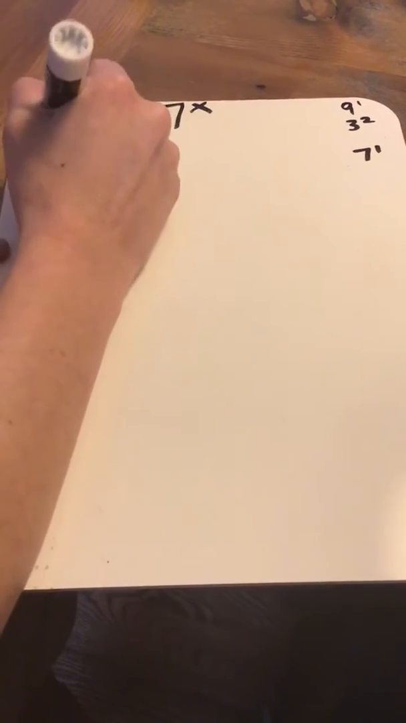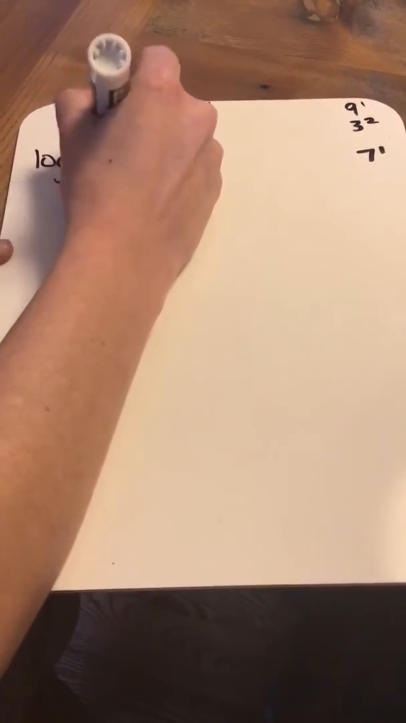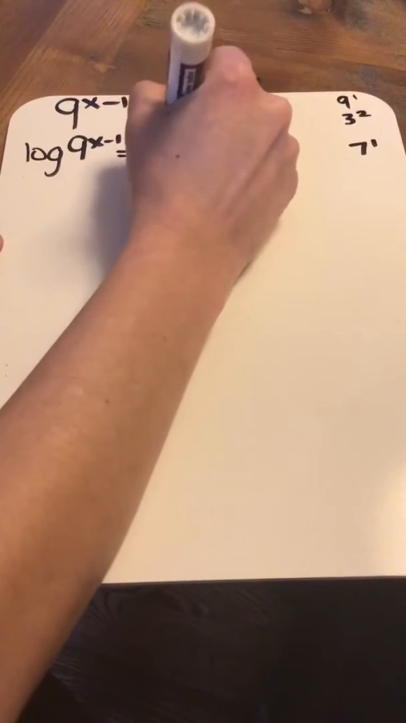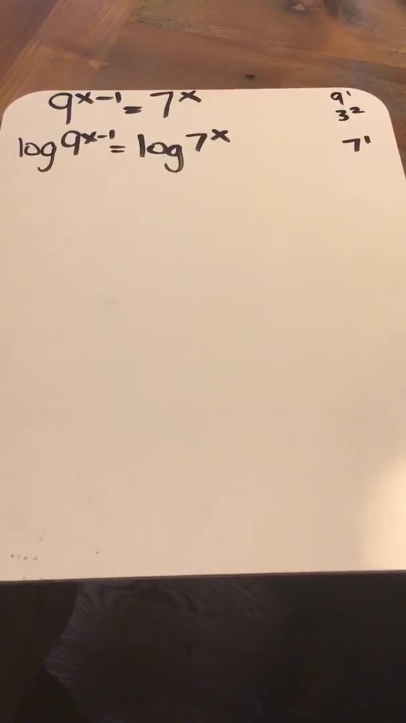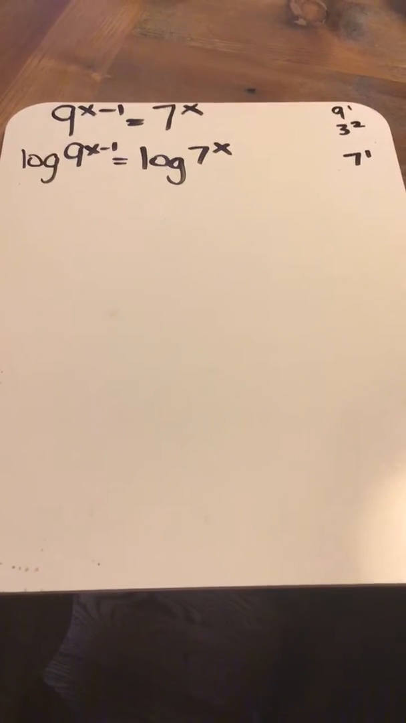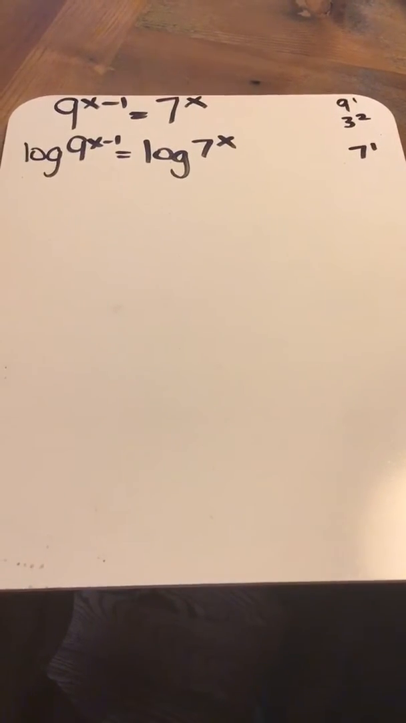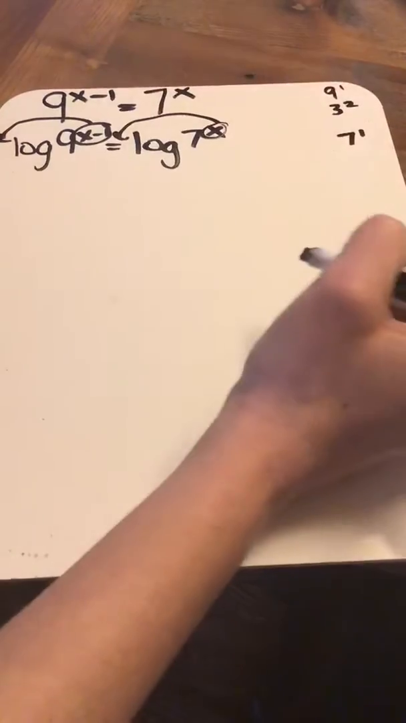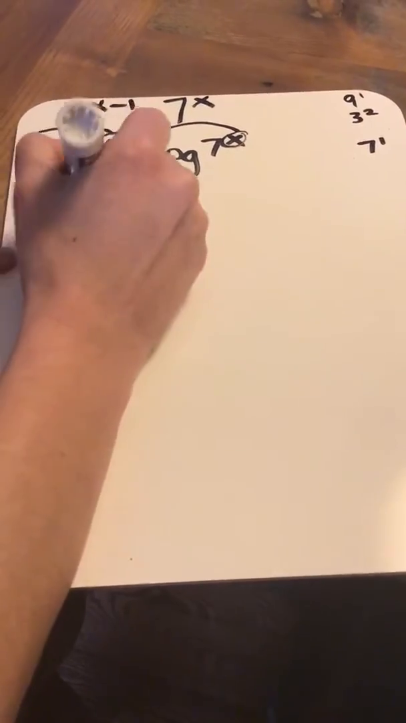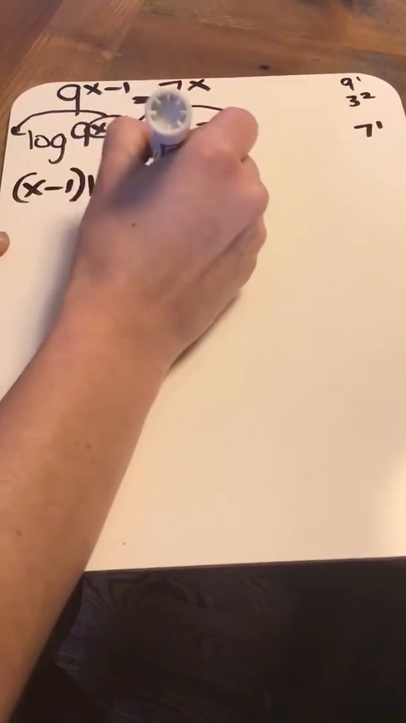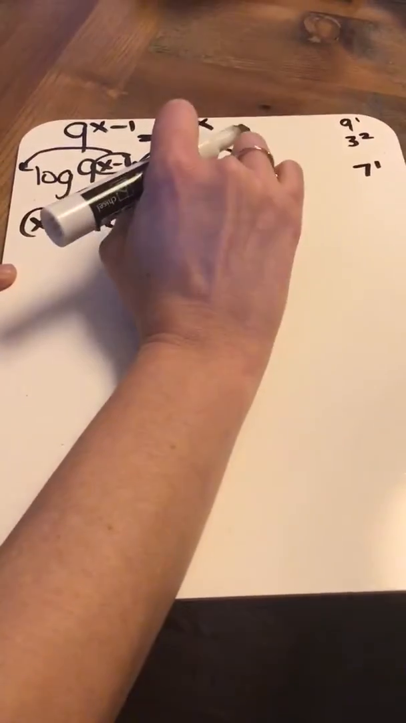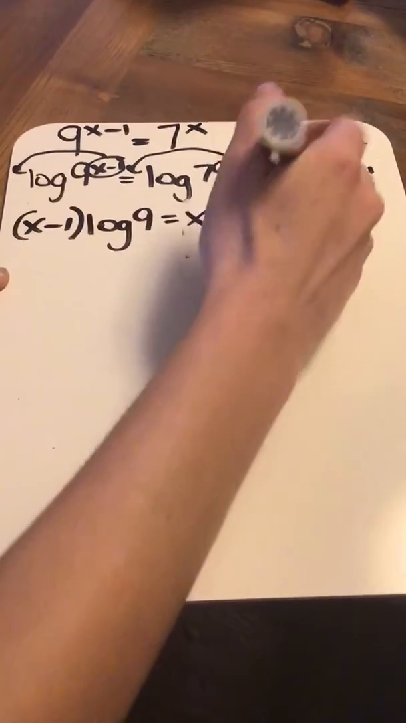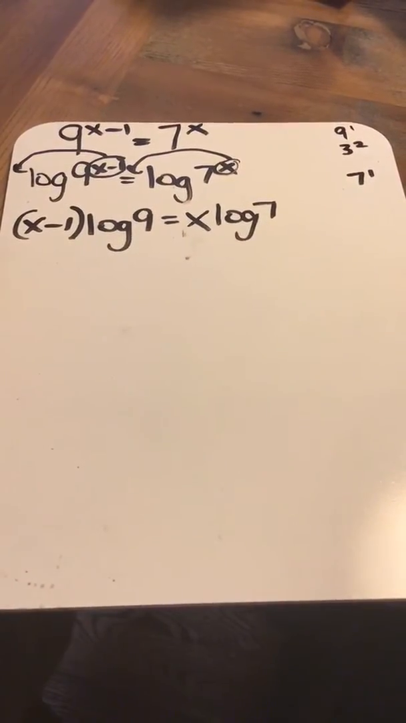So I'm going to log both sides here. The reason why I'm doing this is because then I can use my rules of logs or my properties of logs in order to solve this. So remember, when we have exponents inside logs, we can move them to the front and turn it into multiplication. So this becomes x minus 1 log of 9 is equal to x log of 7.